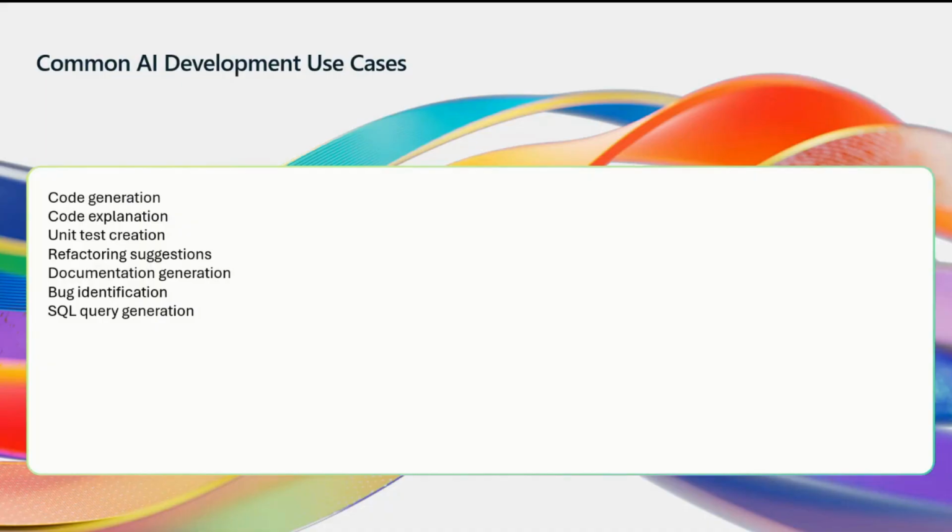So common use cases now. AI can generate code. AI can explain the code to you. AI can generate unit tests. AI can refactor the suggestions. AI can generate documentation. AI can identify bugs. And not just code. AI can actually generate even SQL queries. By the way, AI is not just limited to generating SQL queries. AI can do a lot of other things as well.